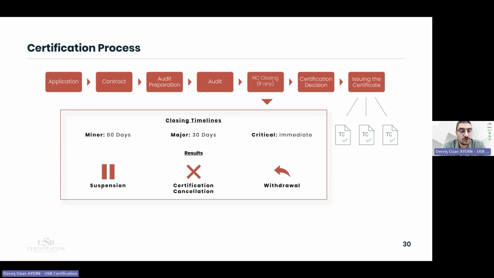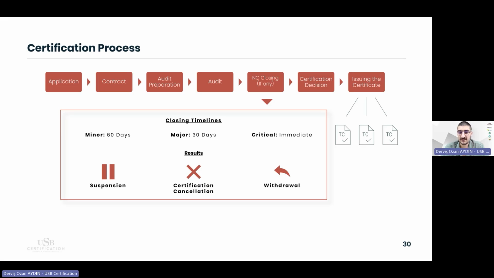So what are the closing timelines of these non-conformities? To close a minor non-conformity, the organization has 60 days. When it comes to a major non-conformity, this timeline is 30 days. And if a critical non-conformity exists, it requires immediate action.